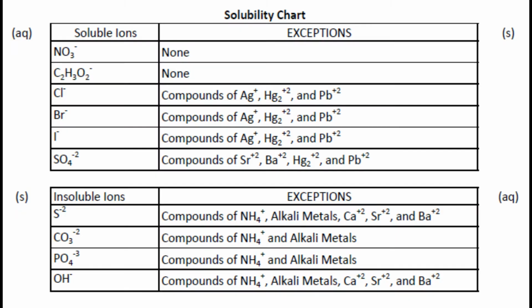However, let's take a look at this. Find chlorine. He's also on the soluble side. He's going to be soluble, or AQ, unless he bonds with which of the three? Ag. Oh, right off the bat. Is that an Ag? Yeah. So guess what he's going to end up being? Solid. So if you don't get a solid, there's no reaction.